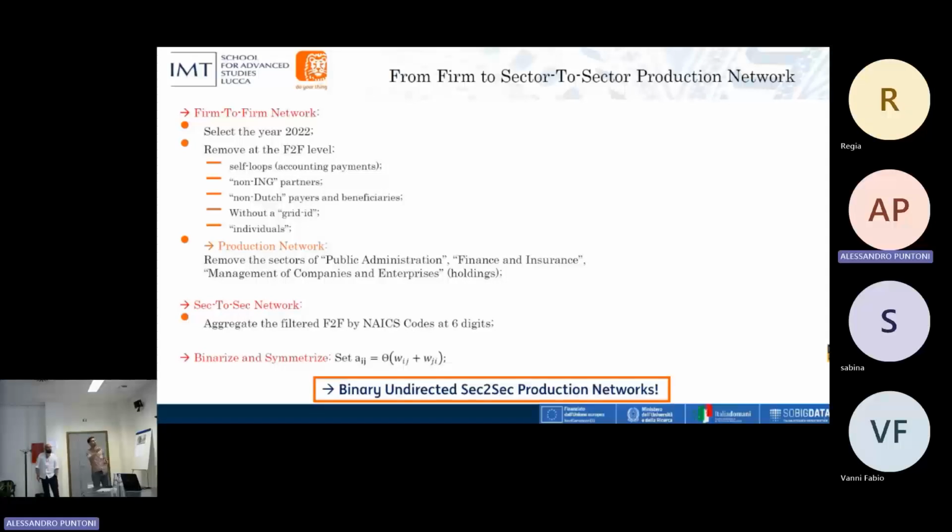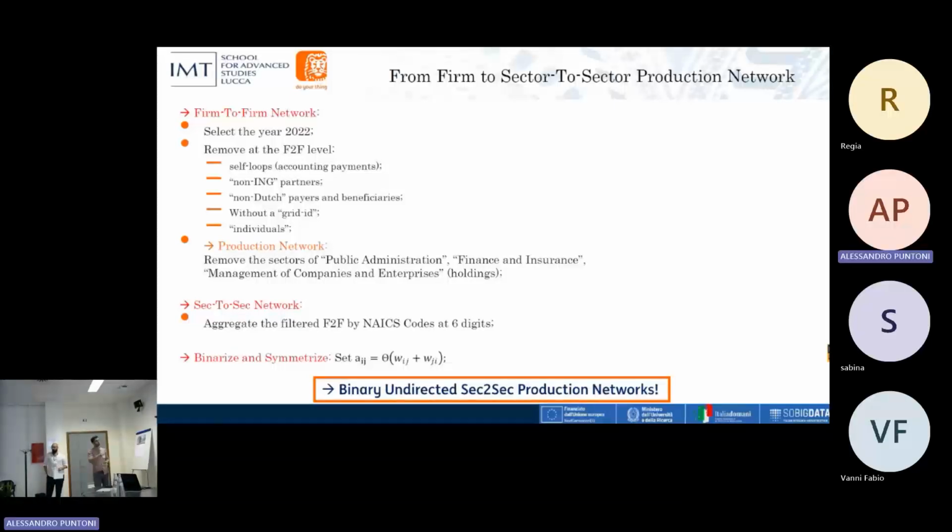We asked access to the ING data. We selected the year 2022. At the firm-to-firm level we removed self loops because of accounting payments. Then non-ING partners, because ING was interested in ING clients. The non-Dutch payers and beneficiaries. The ones without a grid ID, which is an identifier for big clients, and we removed the individuals because of GDPR.